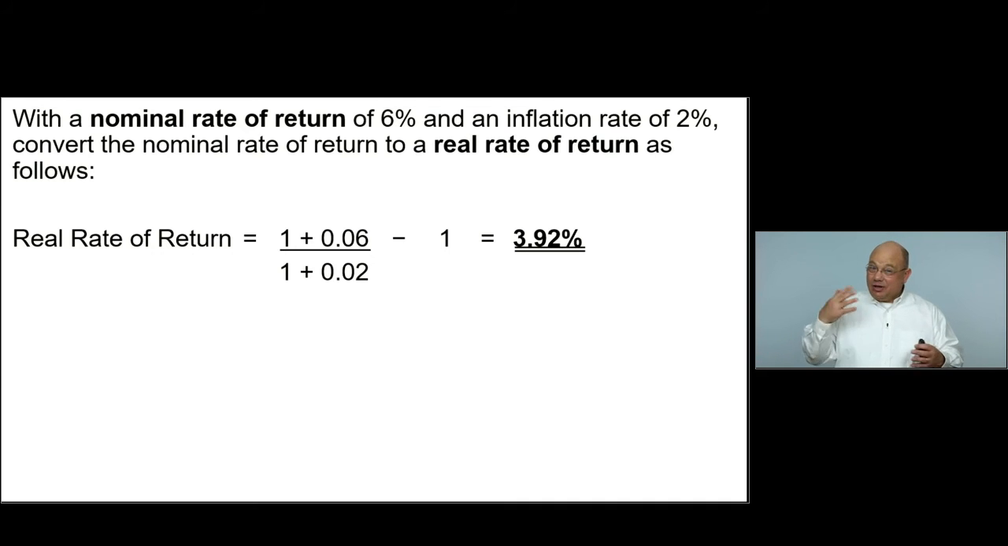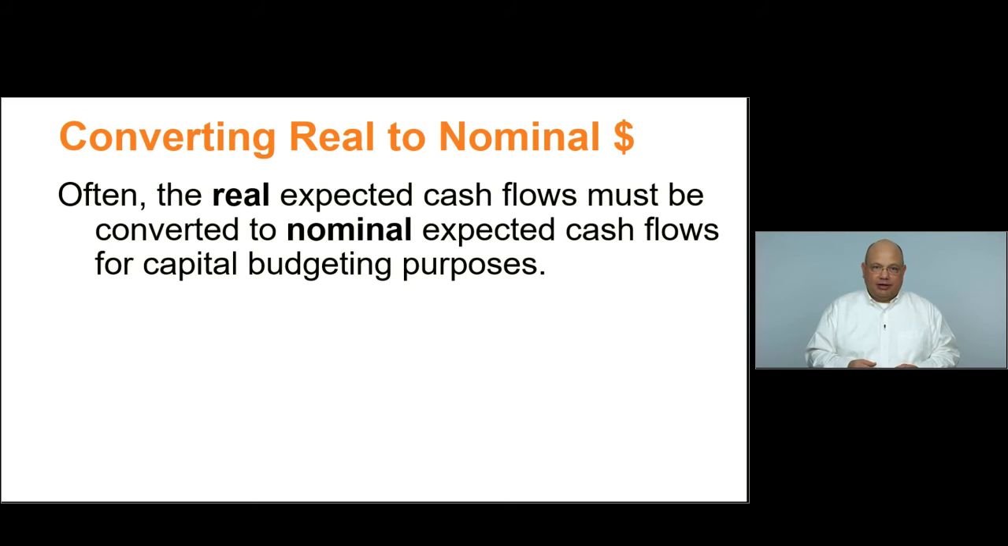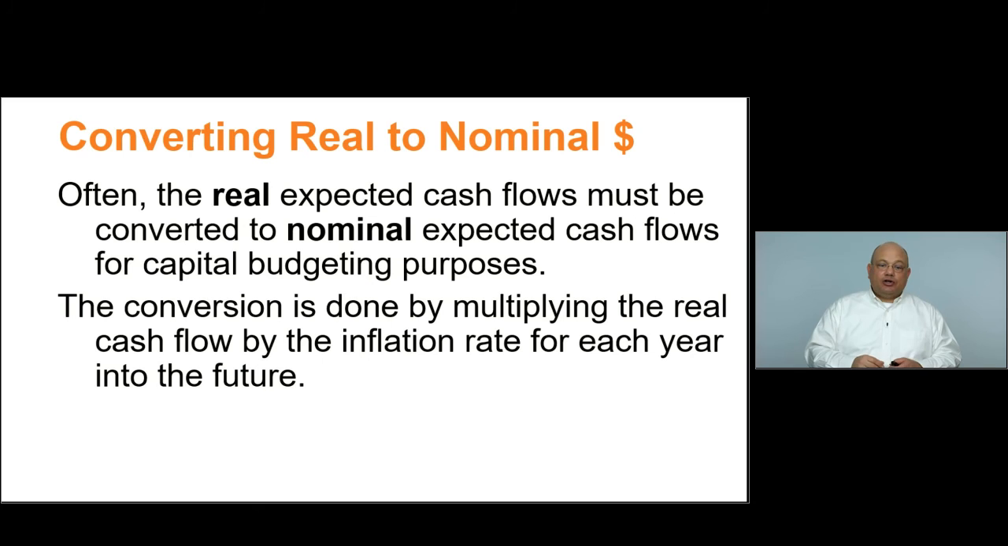Okay? The nominal is 6%, but when we take out the 2% of that, that just was because of inflation, not because of anything we did. When we take that 2% out for inflation, the real rate of return is 3.92%. Okay? The real rate is going to be lower than the nominal rate. Now we need to go the other way as well, converting a real amount to a nominal amount. So the real expected cash flows need to be converted to nominal for our capital budgeting purposes. And here's how we're going to do that conversion.